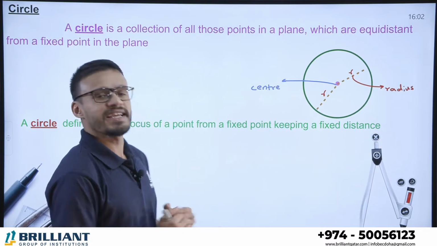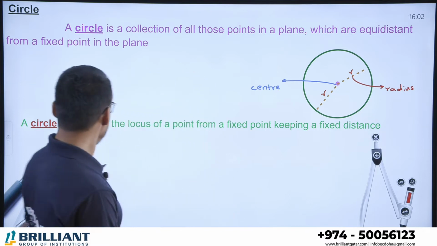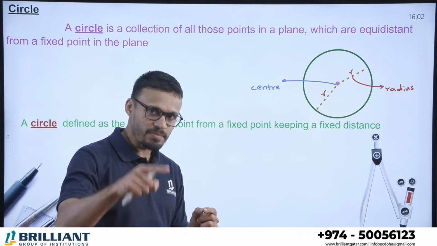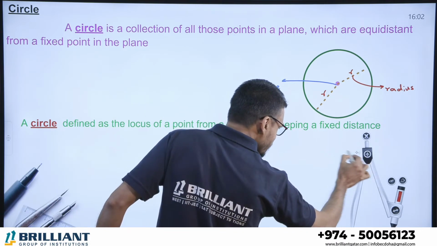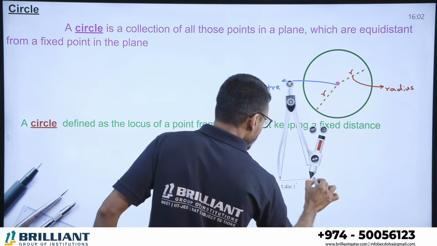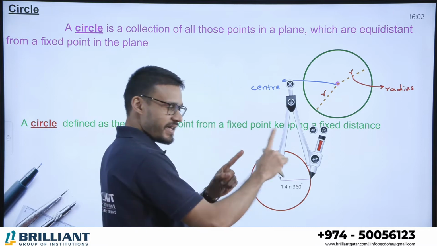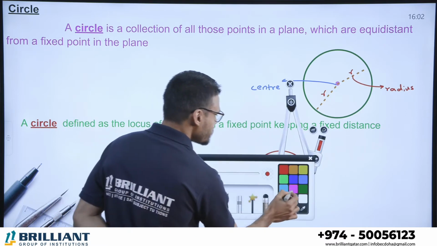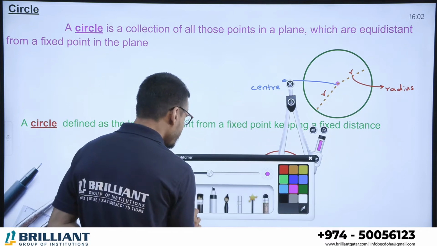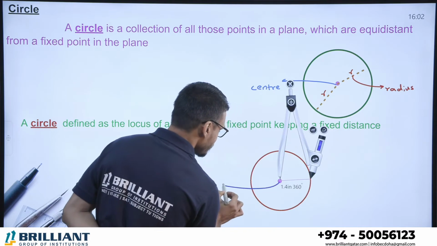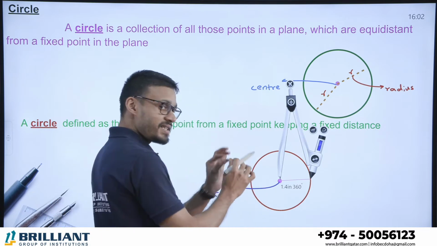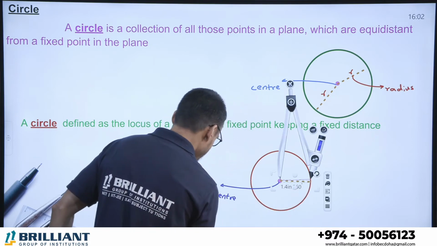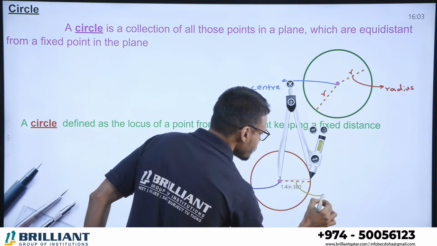Got it? At the same time, the circle can be defined in a different way. A circle is defined as a locus of a point from a fixed point keeping a fixed distance. So what is locus? It's a path of travel. Okay, we have our compass. Let us draw a circle. If you are drawing a circle with a compass, you can see the tip of the compass is moving, right? Tip of the compass is a point, moving about a fixed point. Which point is that? This point, that is our center. And we are not changing the radius in the compass. So that fixed distance is our radius.